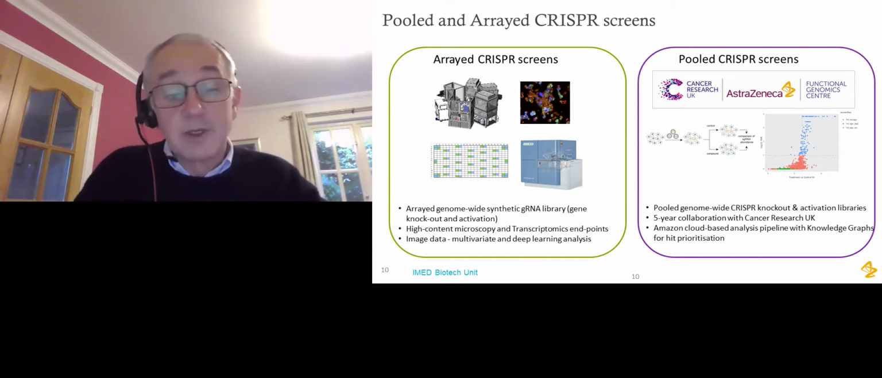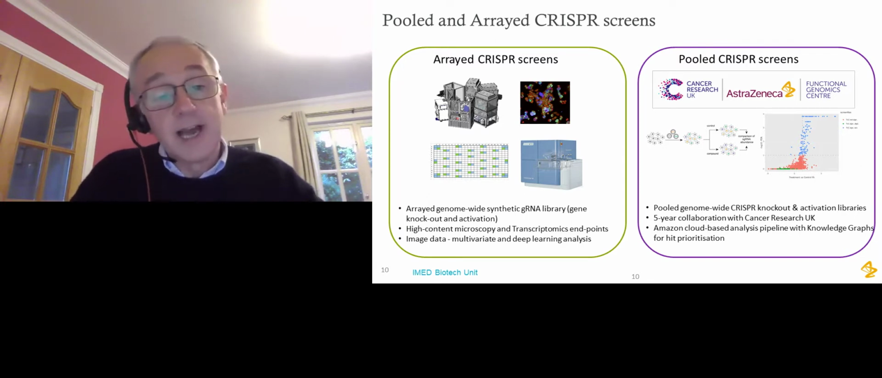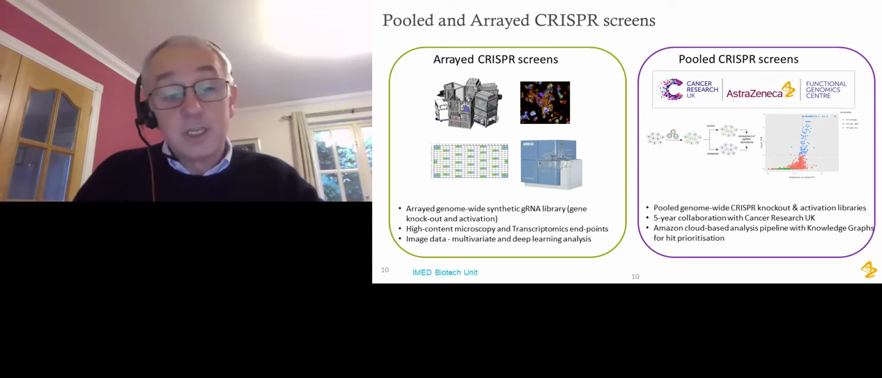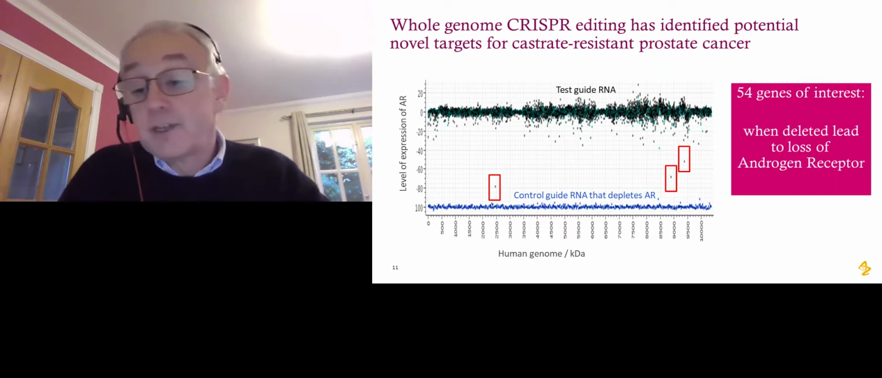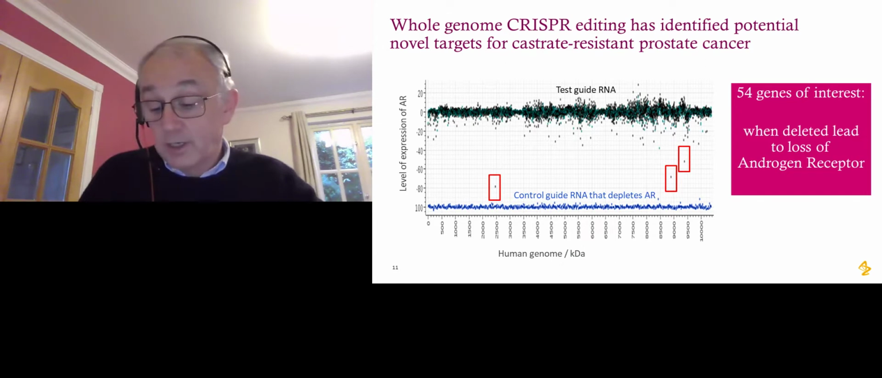And as I've said several times, critical to this is the development of the cell-based assays that we use in these screens. And to do this, we're using everything from embryonic stem cells all the way through to running screens in primary cells if we can. And this is just an example of the type of data that we get with one of these screens.